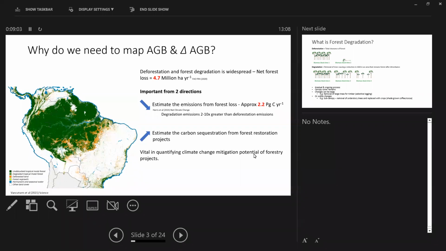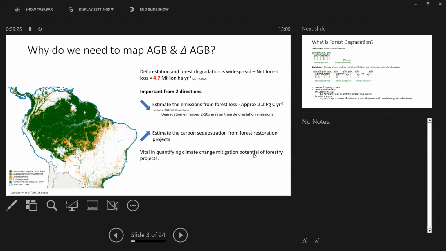Emissions from forest loss are somewhere in the region of 2.2 petagrams of carbon per year. So it's 2.2 billion tons of carbon. And some estimates, various papers would put emissions from degradation at about 2 to 10 times greater than deforestation emissions. And that is quite an unquantified source of emissions, so something that we really don't have a very good handle on.